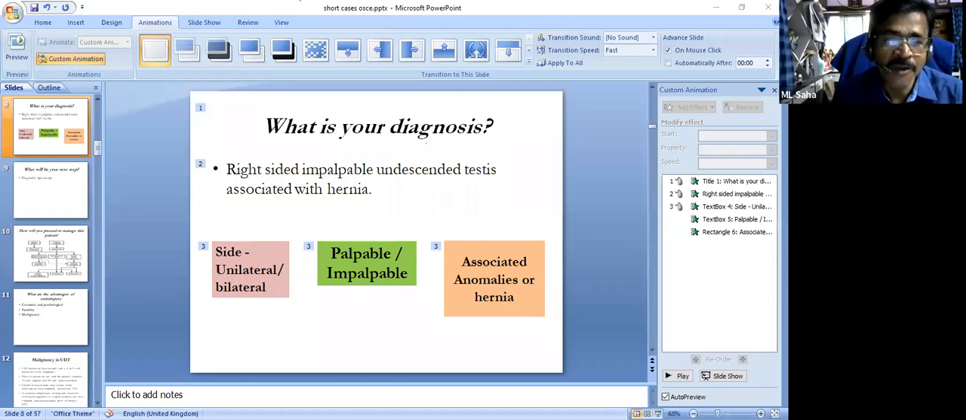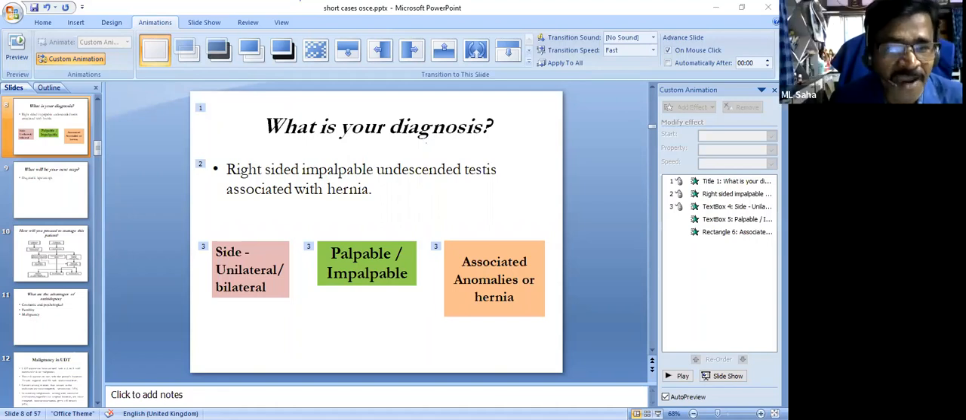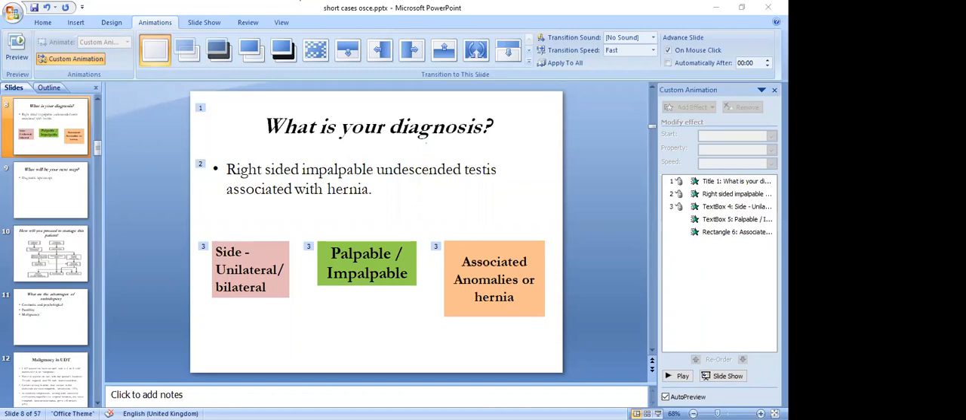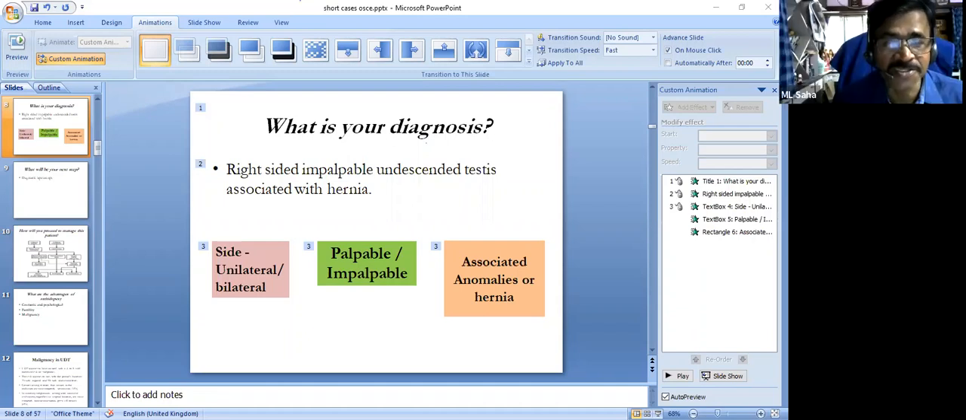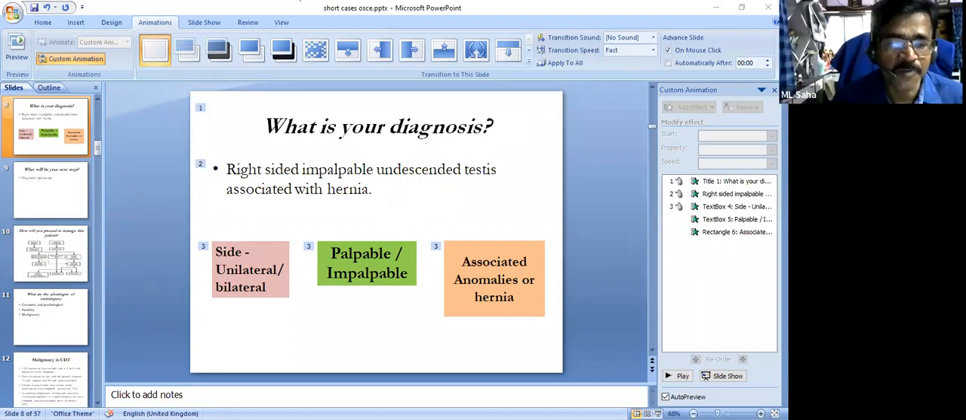Impalpable means you are doing a clinical examination, the testis is there, but clinically it cannot be discerned. The testis is there in the inguinal canal, but the clinician examining cannot palpate it. Not atrophic. Even small testes in a child like this may be impalpable, but still in the inguinal canal. So it is clinically not discernible. Okay. The next question was, Dr. Ghosh asks, how do you go about from this point?